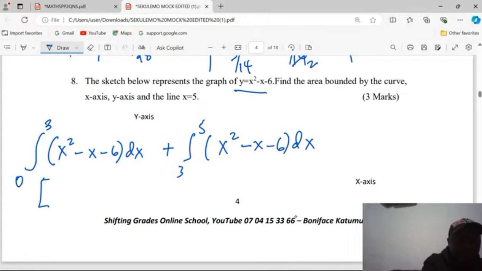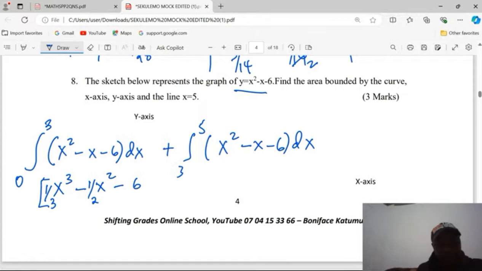We shall have, when you integrate the first term, the power increases to power 3, and we divide such that we get a third x power 3. Then minus, the power again increases to power 2, and the new power divides such that we have half x squared. Then minus 6 is having x power 0, so x power 1 is now introduced. And when 1 divides, 6 will remain the way it is. The other one will be a constant, and it will definitely disappear because of the subtraction. Remember, this is a definite integral from 0 to 3.